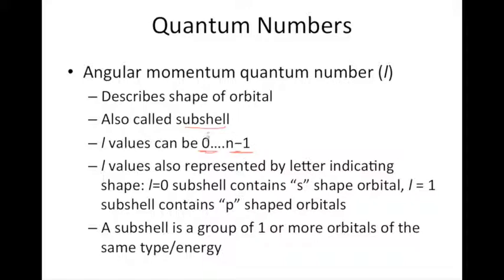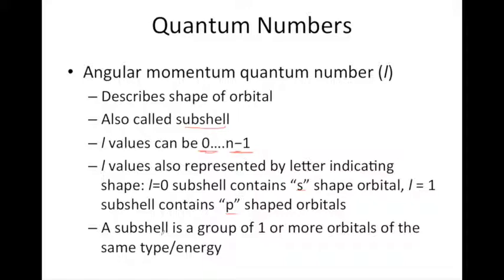Each of these L values, 0 all the way up to n minus 1, are also often given a letter indication. An L of 0 is represented by S. An L equal to 1 is represented by the letter P. An L of 2 is represented by D, an L of 3 of F. And these letters give us information or tell us what shape it is. And I'll show you some pictures of these shapes in just a minute. So remember, a subshell is a group of one or more orbitals of the same type, the same energy.